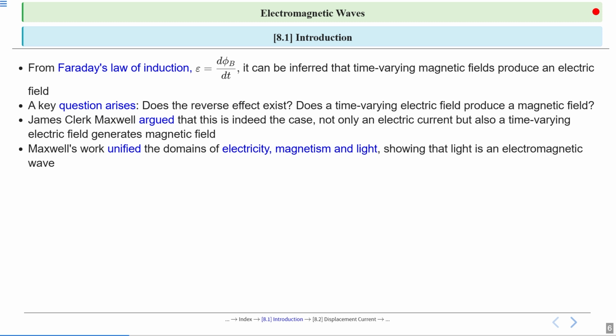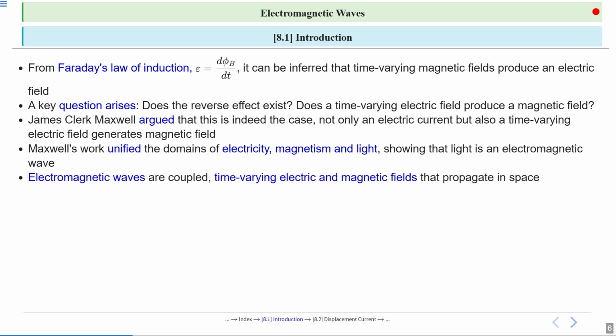He gave four equations, Maxwell's equations. The conclusion of these equations was that a time varying magnetic field can produce an electric field, and a time varying electric field can produce a magnetic field. Then he proved that light is an electromagnetic wave in which both a time varying electric field and a time varying magnetic field exist.